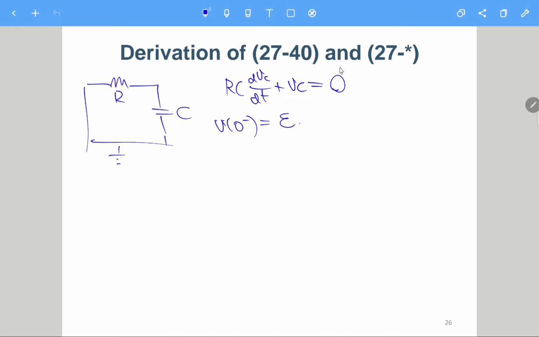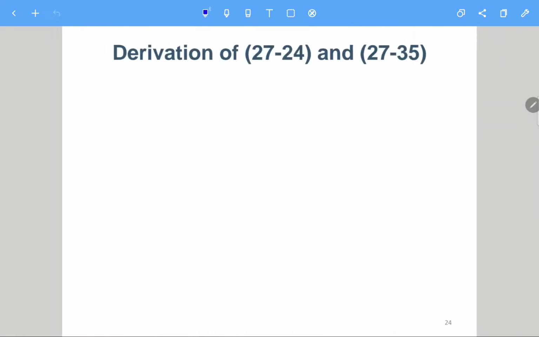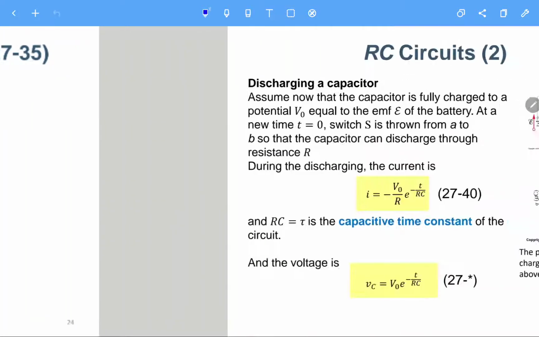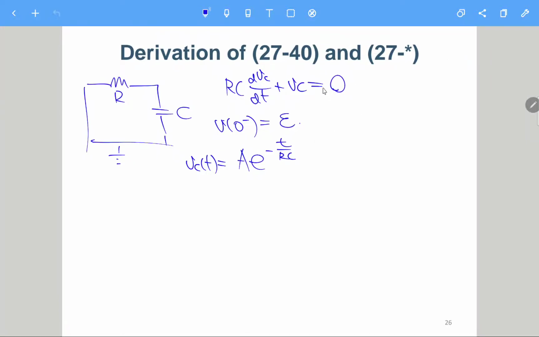Similarly, we don't have g of t on the right side, so VC of t is nothing but A times exponential to minus t over RC. You can just follow the calculation up to here. What you don't have is the particular solution, because for the charging case we have E on the right side, which is a non-zero constant. But here we have a zero constant on the right side, so we don't have a particular solution. So the complete solution is actually this one.